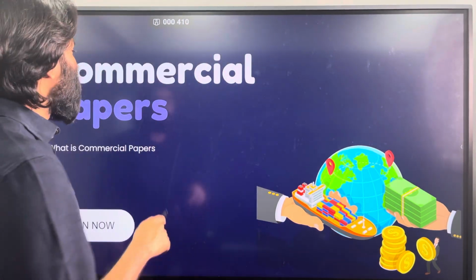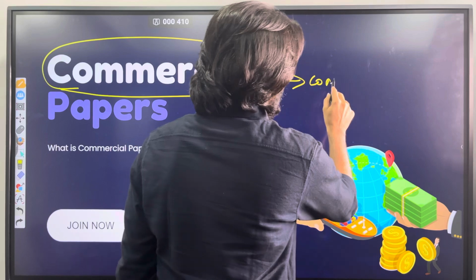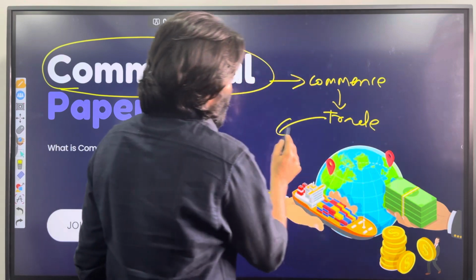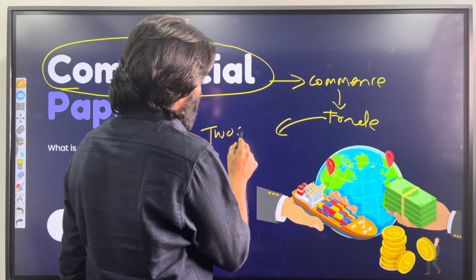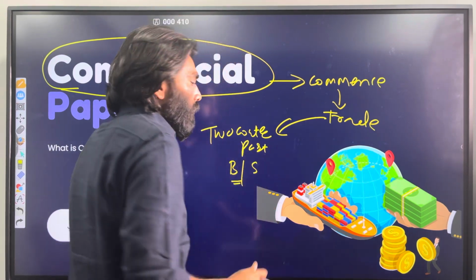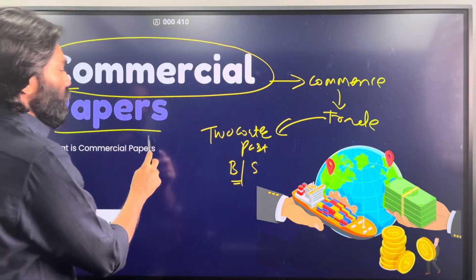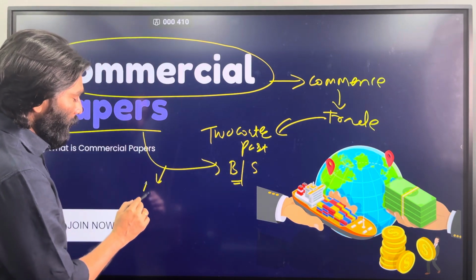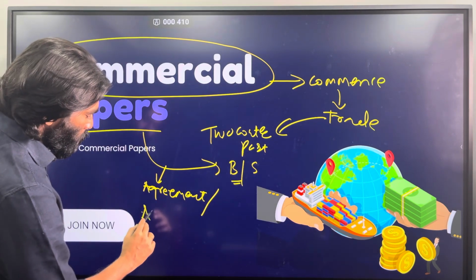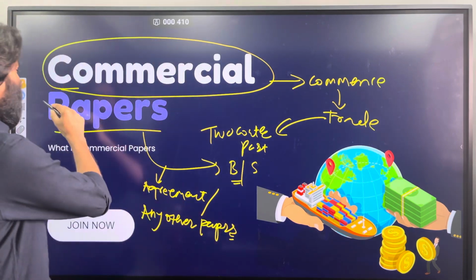If I talk about commercial paper, see guys, first understand it: commercial means commerce. We are talking about commerce. Commerce means trade. Trade between two counterparts, counterparts meaning buyer and seller, or trade can be between multiple counterparts as well. So it depends. Papers means we are talking about trade papers. It can be an agreement or an invoice, any other paper you can say. So here we are going to talk about the same.